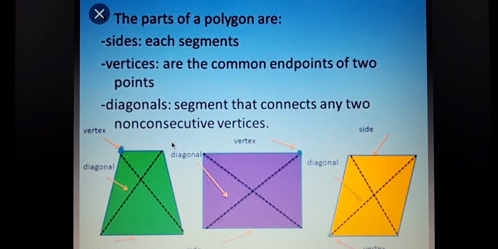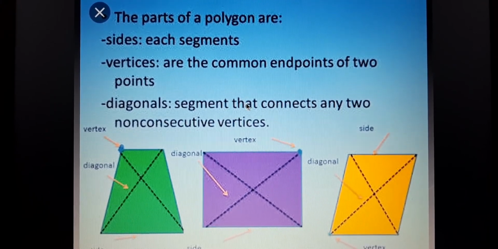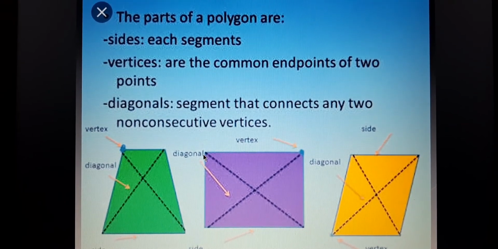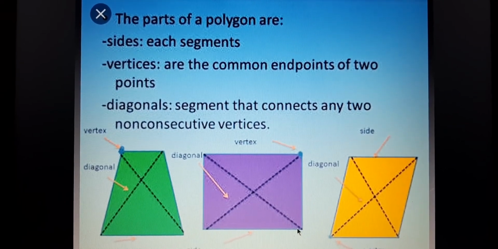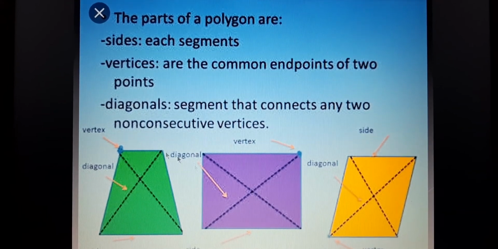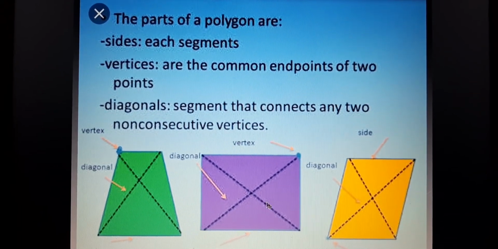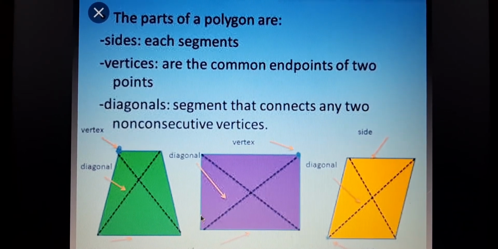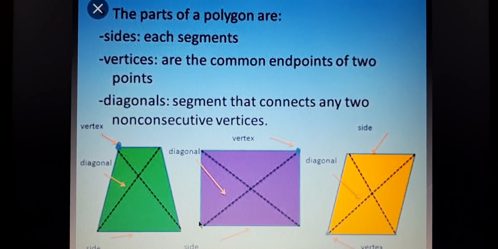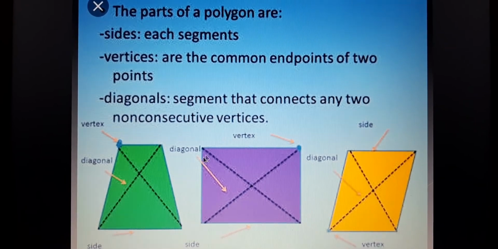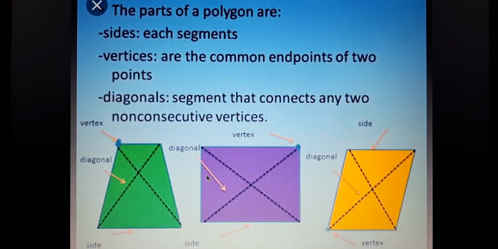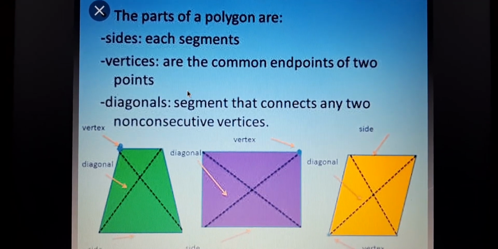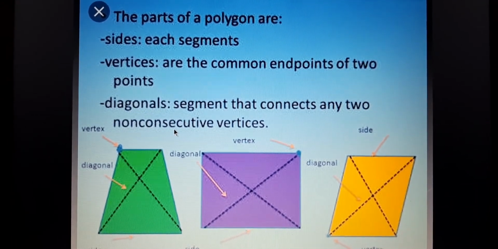So you can see here the line segment that connects any two non-consecutive vertices. You can see it starts here and ends here, right? Opposite vertices are connected, so those are called diagonals. From this point the next point is this, but it is not connected here, it is connected to this point. This point is left out, so it is called non-consecutive vertices. So these are the parts of polygons.